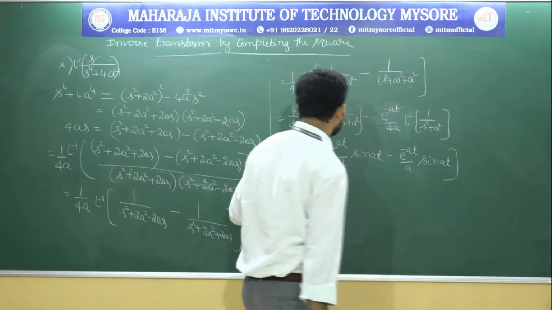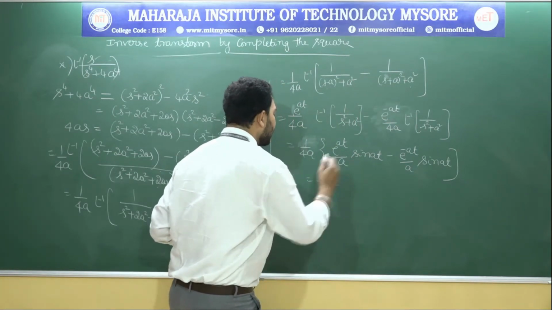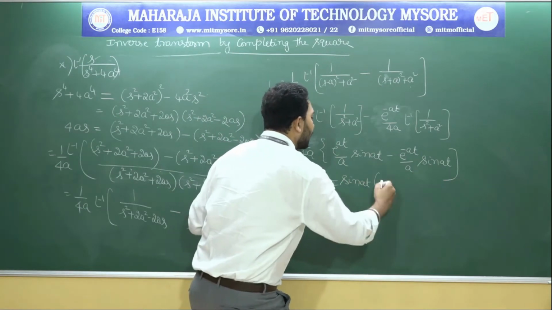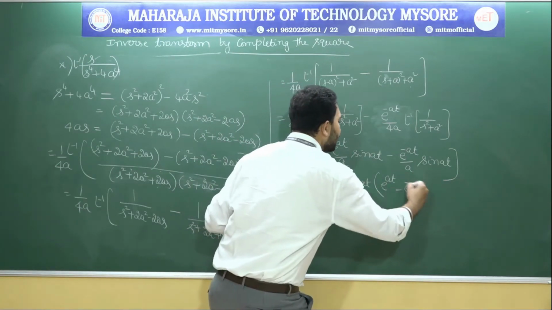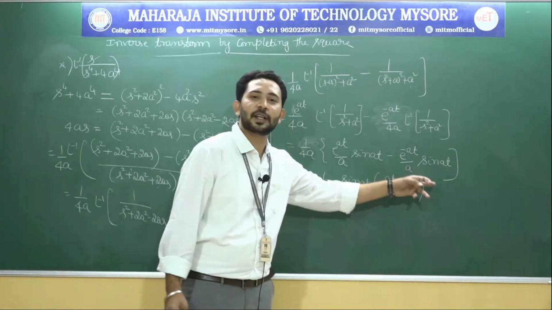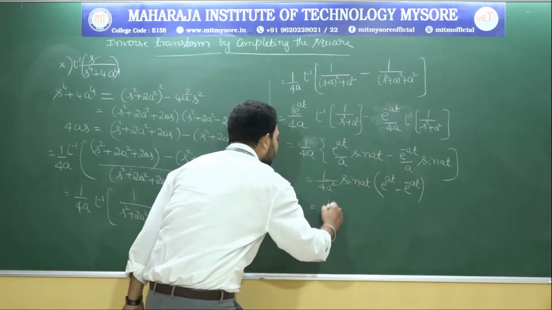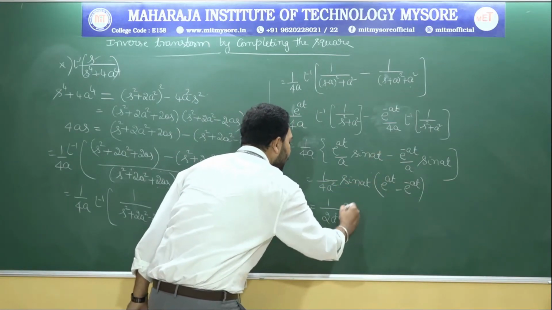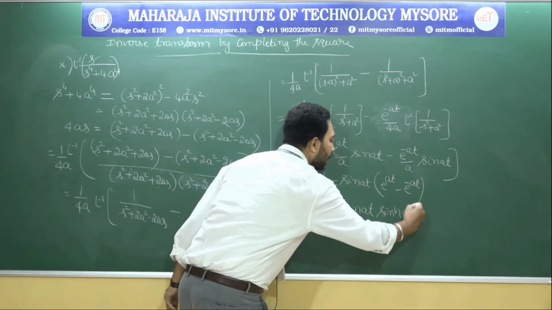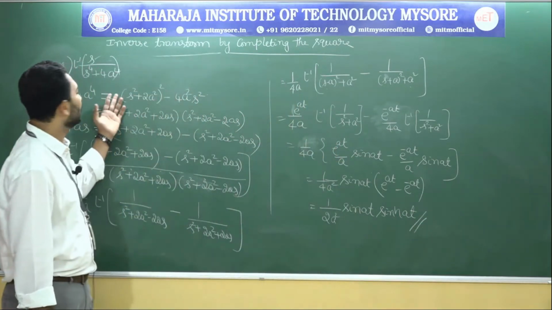So 1 by 4a into, take a outside, it is a square, take sin at also outside, we will get e power at minus e power minus at. What is e power at minus e power minus at? It is 2 sin hyperbolic at. So that 2, and we'll get this to cancel. So 2a square into sin at into sin hyperbolic at. So this is the required result for this problem.